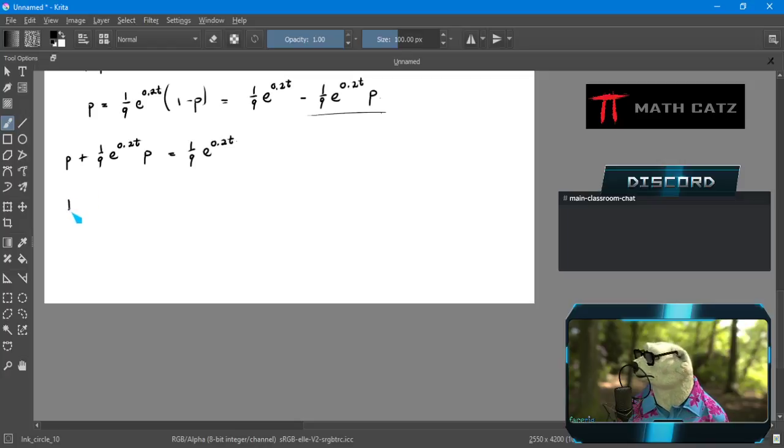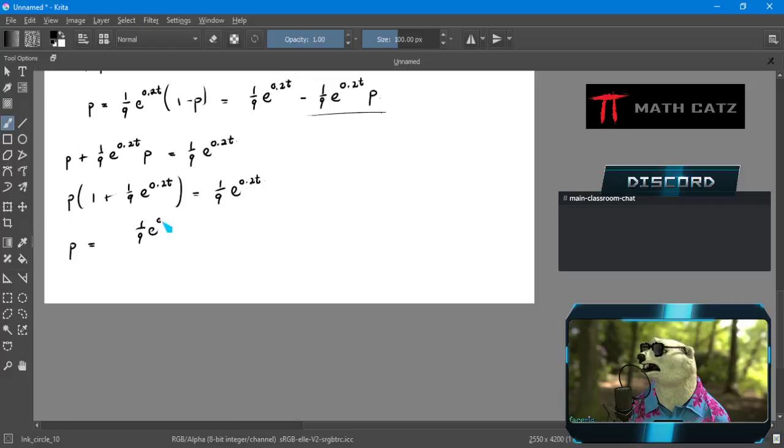So then I can factor out a p on the left to get 1 plus 1 over 9 e to the 0.2t. It's going to look fine in the end, it's just a little tedious to get there. So p, I can finally solve. And I'm going to make this look a little better as well: the right-hand side over this bracket.